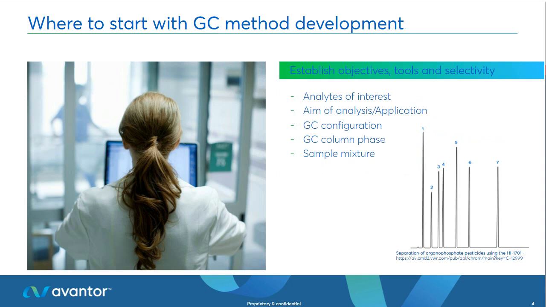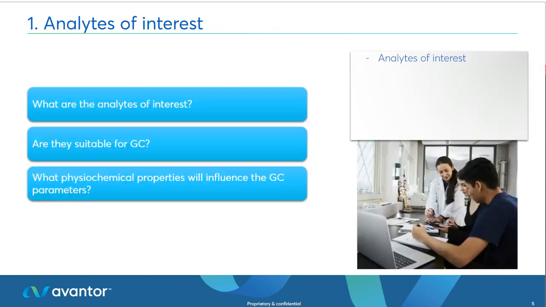So where to start with GC method development? We want to establish objectives, tools, and the selectivity of our GC. So how do we do this? We have a look at the analytes of interest, aim of the analysis and application, GC configuration, GC column phase, and the sample mixture. So when we think of the analytes of interest, we need to establish what they are. We need to check if they're suitable for GC, and what the physiochemical properties are and how they'll influence the GC parameters.